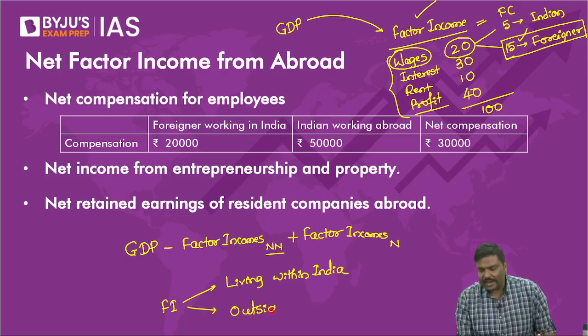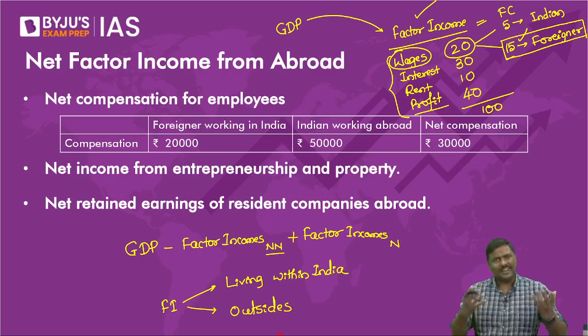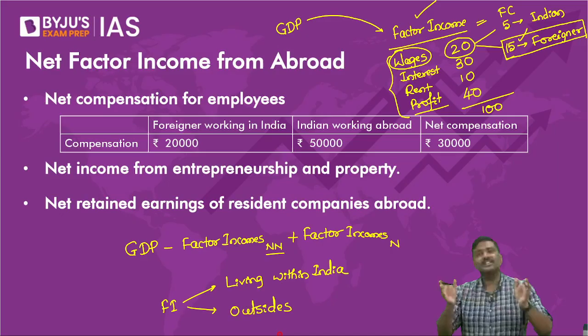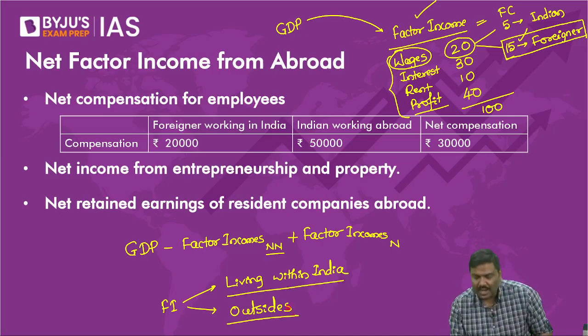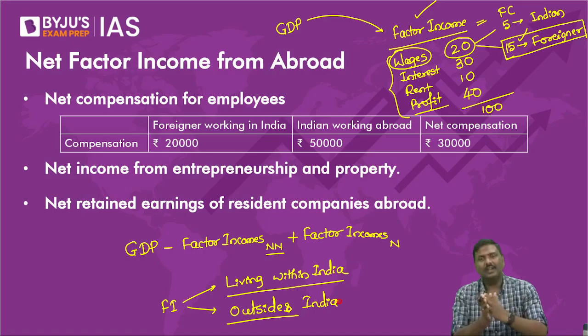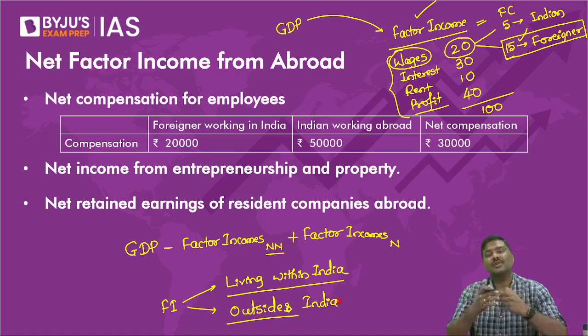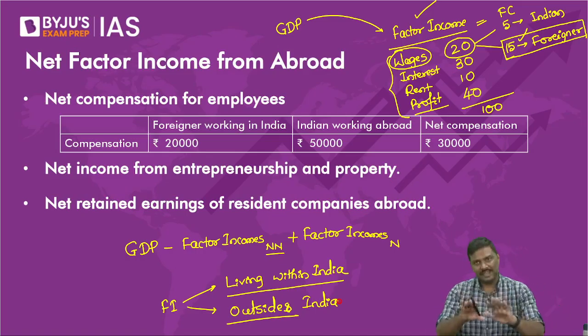If I calculate factor incomes of all the nationals of India, whether they are living within India or outside India, and if I get the sum total of all of it, that will give me gross national product. So what I will do is basically this.